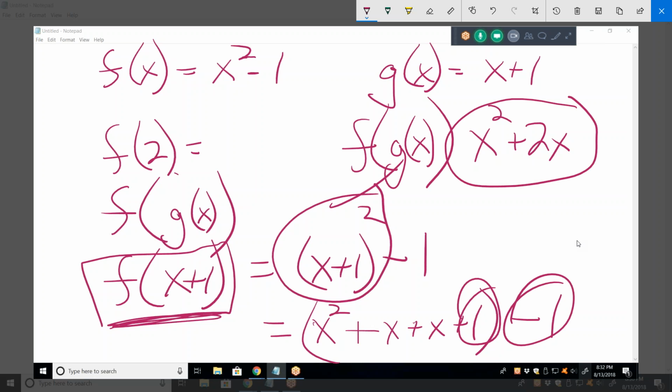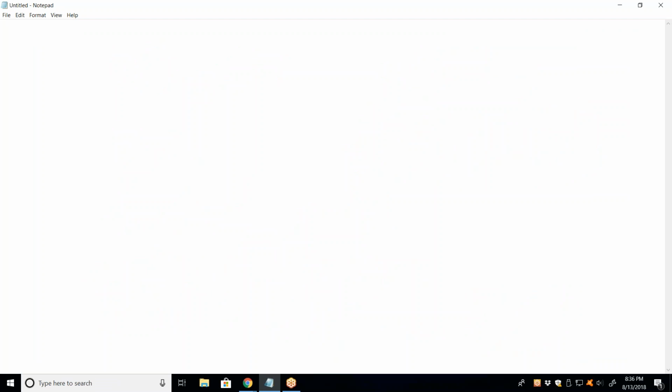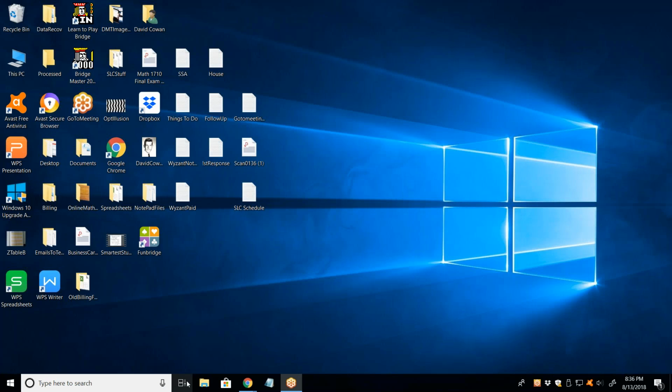Okay. It's really very simple. Composite functions. Just whatever g of x is equal to, substitute it. In this case, it's x plus 1. And then just do it 1 step at a time. Substitute the x plus 1 for x in the f function, and then simplify. Okay? So that, in a nutshell, is the way to handle composite functions.